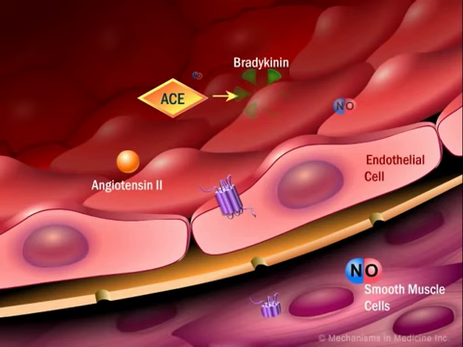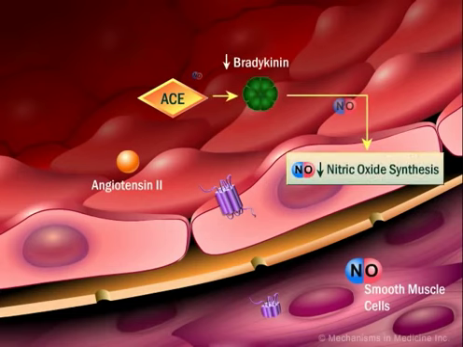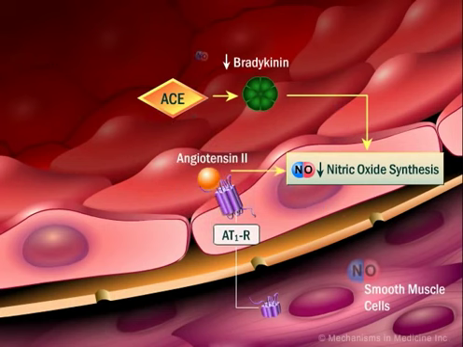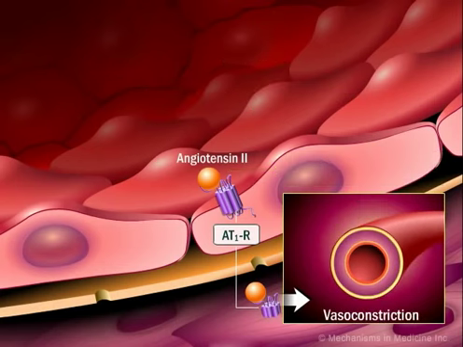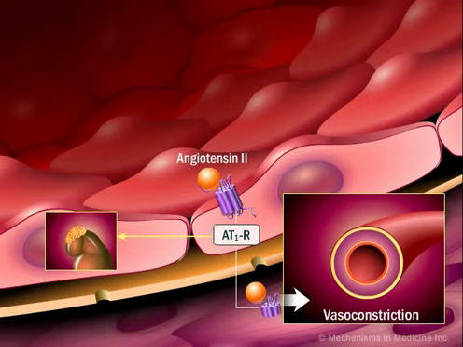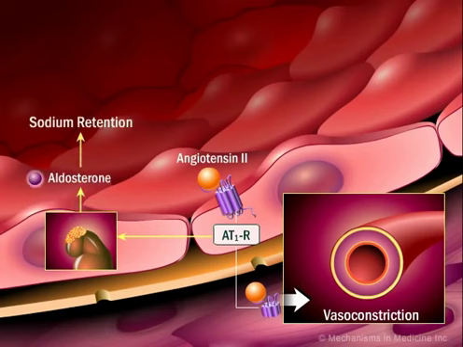Angiotensin-converting enzyme also degrades bradykinin, which is required for synthesis of a major vasodilator, nitric oxide. Angiotensin 2 binds AT1 receptors expressed on the surface of vascular endothelium and impairs nitric oxide synthesis as well. Reduced bioavailability of nitric oxide, combined with the stimulation of AT1 receptors on smooth muscle cells, causes vasoconstriction. In addition to a vasoconstriction effect, stimulation of AT1 receptor causes the adrenal glands to release the hormone aldosterone, resulting in sodium retention. Combined with vasoconstriction, this increases blood pressure.